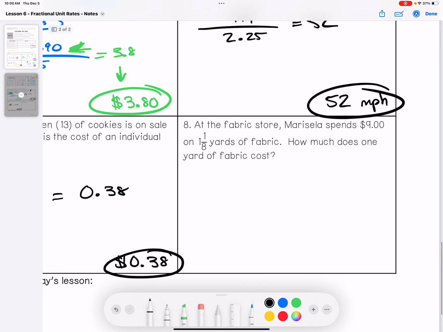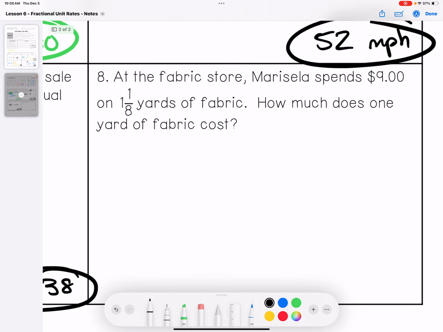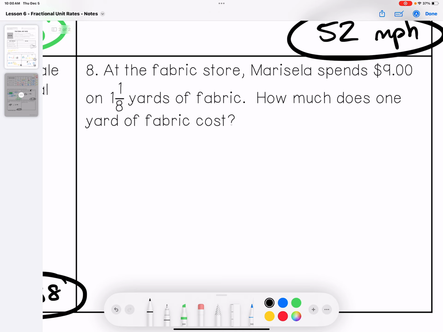And the last one, at the fabric store, Marlisa spends $9 on 1 1/8 yard of a fabric. How much does 1 yard of fabric cost? So when we're talking about price, it's price per whatever we're talking about, and we're talking about yards. So the yards is on bottom, 1 1/8, and then 9 on top.